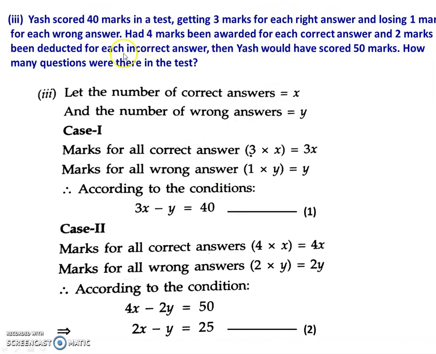Now when the second condition is applied, he is getting 4 marks for each correct answer. So he is getting more marks here, 4x. But also he is losing more marks because 2 marks are being deducted now instead of 1. So marks for correct answers will be 4x. But marks for wrong answers will be 2y, which will be subtracted also. So 4x minus 2y is equal to 50. When the second condition is applied, he is getting 50 marks.